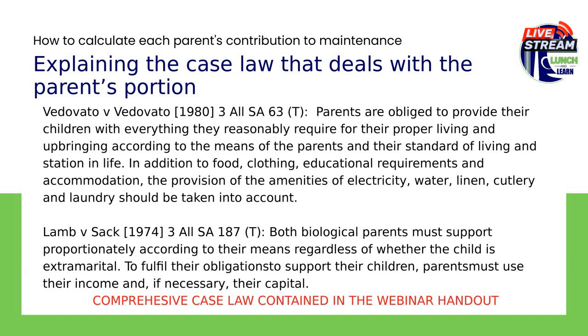In addition to food, clothing, educational requirements, accommodation, the provision of amenities such as electricity, water, linen, cutlery, and laundry should also be taken into account. So if one analyzes and unpacks the Verivatu case, which is quite an interesting case, and that is also found in the resource section that you can download, it says that it is what the child needs that is reasonably required for their proper living and upbringing according to the means of the parties and their standards of living.